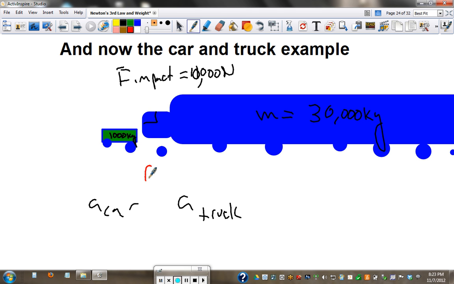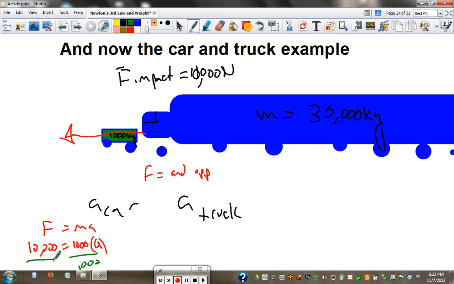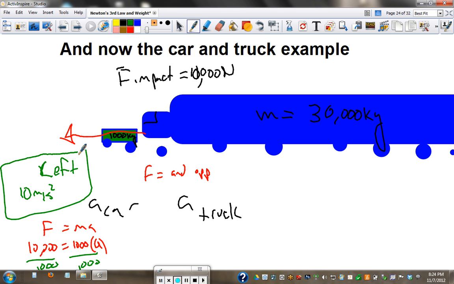First thing we know is that forces are equal and opposite. So this car, we'll do car first. F equals ma. 10,000 equals 1,000 times a. Force of truck on car. So divide by 1,000, and we have 10 meters per second squared to the left. So this guy has acceleration of 10 meters per second squared. He was going this way, and he just turned right back around at this rate.